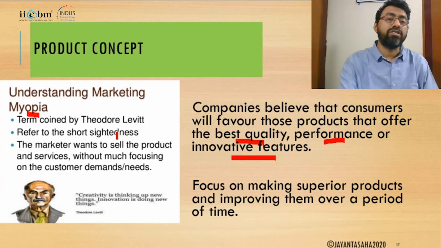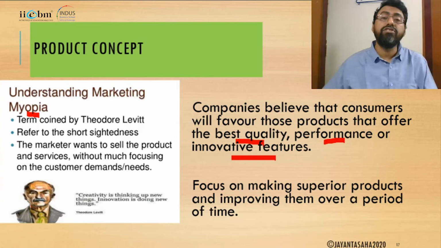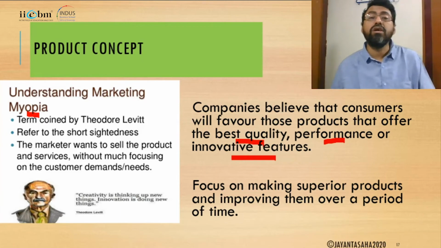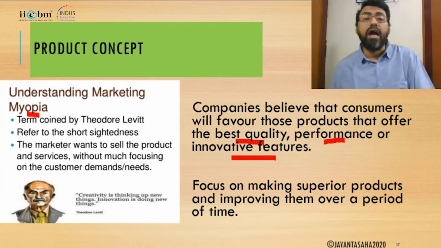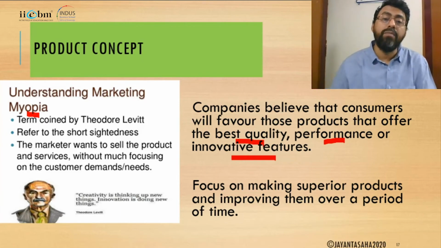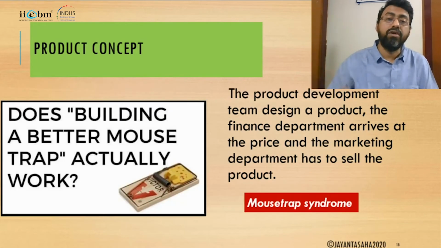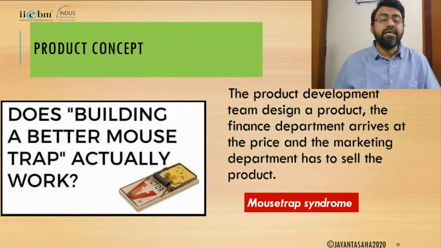It refers to short-sightedness, wherein the marketer's entire energy is to sell the product and services, which is a superior product and services, without focusing on the customer needs and demands. So he loses focus of what the customer needs or wants, and he is trying to build a better mousetrap. So that syndrome has been captured here. Does building a better mousetrap actually work?